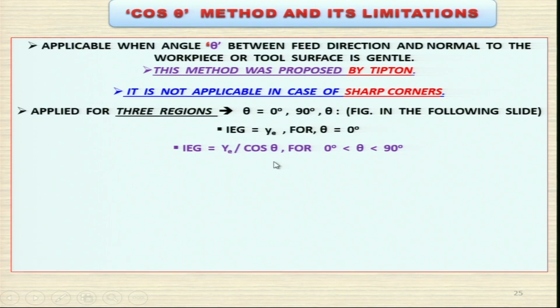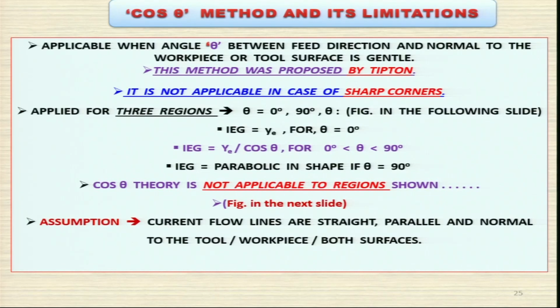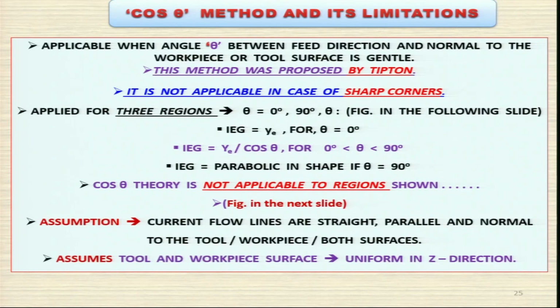This is a very important equation, because as I mentioned in the earlier slides, you have to calculate the feed rate at different locations, because the inter-electrode gap is also going to change accordingly. Inter-electrode gap is parabolic in shape if theta is equal to 90 degree. Cos theta theory is not applicable to these regions. Now, they are shown in the figure. Assumption: current flow lines are straight, parallel and normal to the tool, workpiece or both surfaces. Tool and workpiece surfaces are uniform in z direction, which means basically they are considered in 2D.